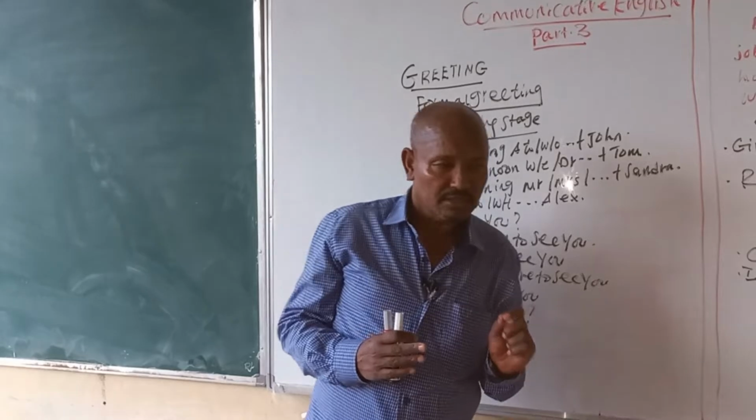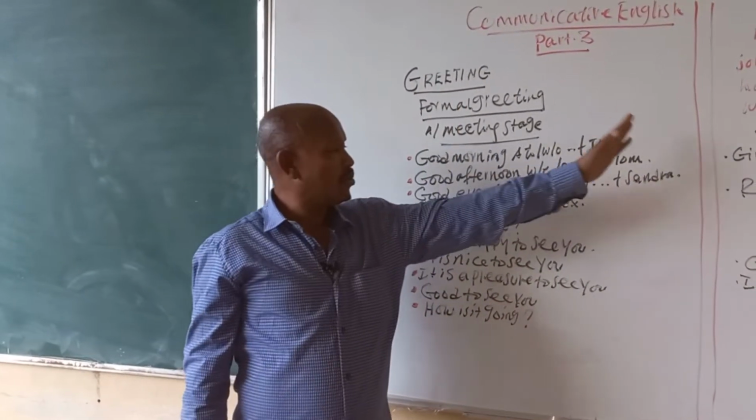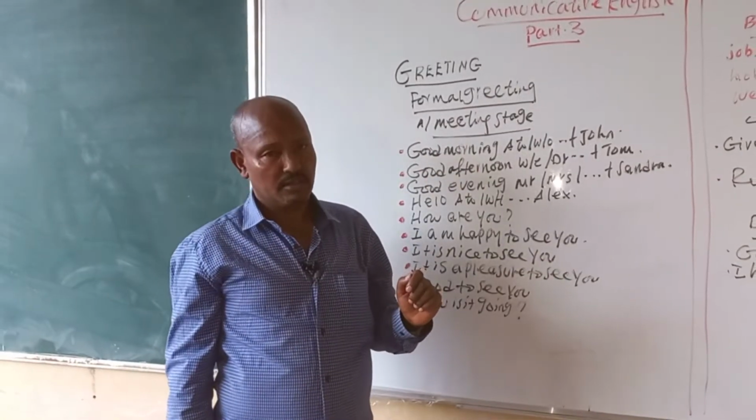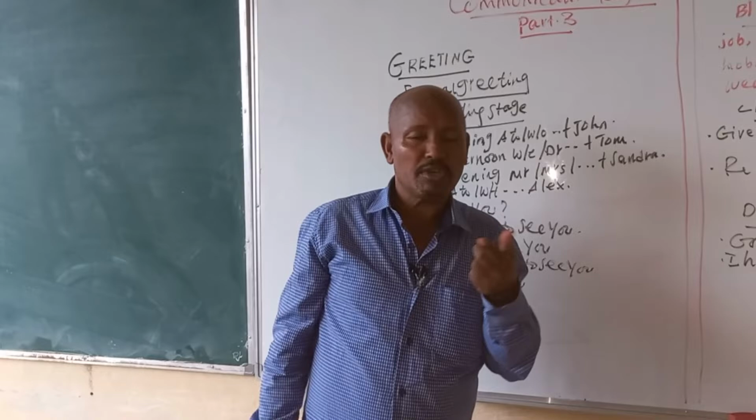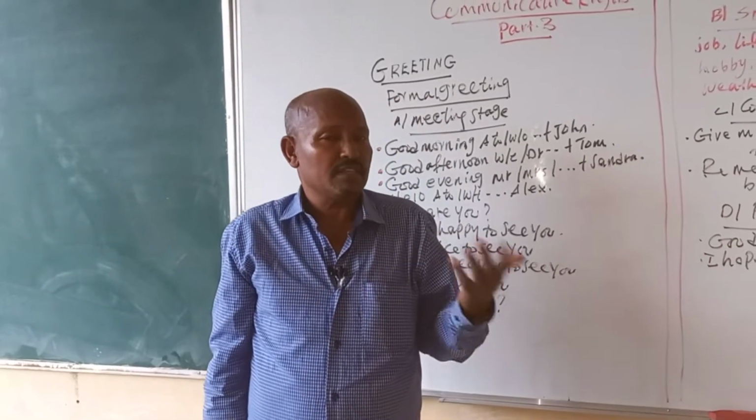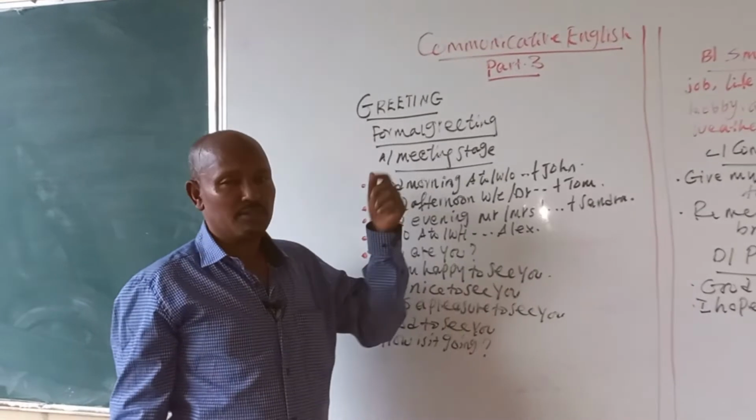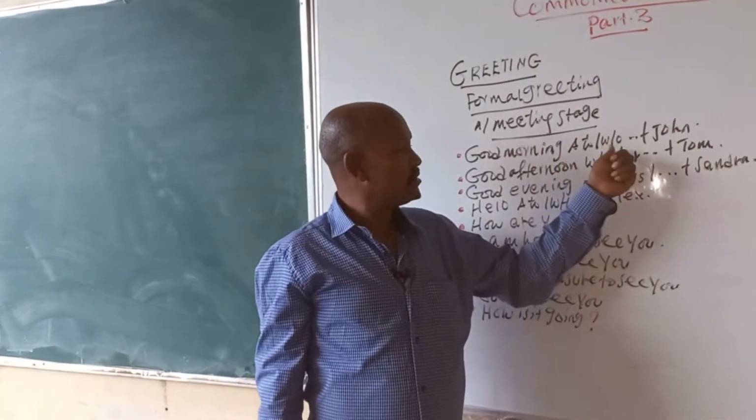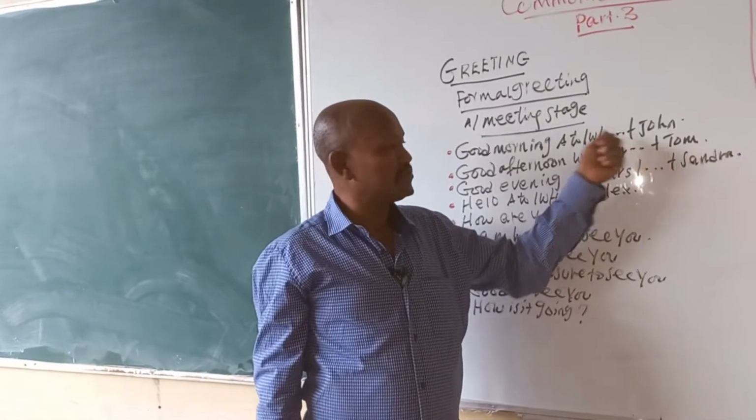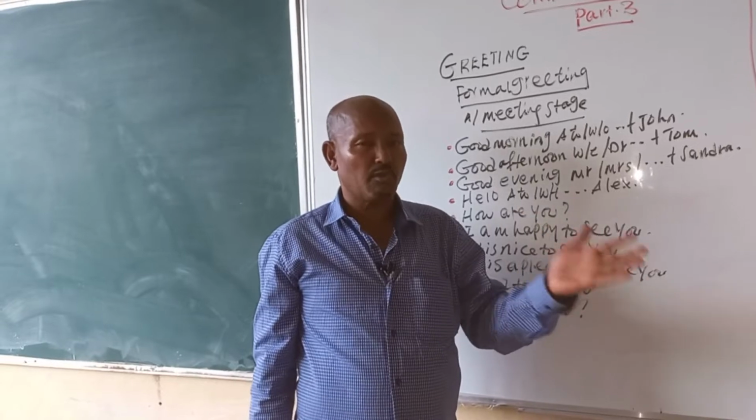The second difference is there is a title under formal greeting and no title for informal greeting. When you say title, it means giving respect to someone. In the Ethiopian culture we have different titles: Ato for a male person, Wezero for a married woman, Wezerit for a single woman, doctor for a doctor, engineer for an engineer.